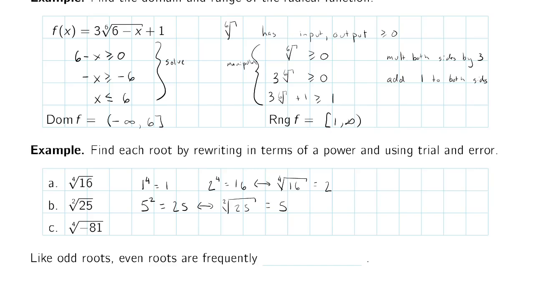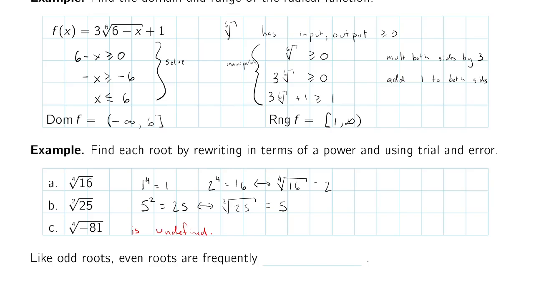Finally, we're asked to find the fourth root of negative 81. But wait, negative 81 is not in the domain of this even radical. In other words, there's no real number whose fourth power gives me something negative. So we say the fourth root of negative 81 is undefined. It's not some irrational number that we can't write down. We mean there's no number like that.